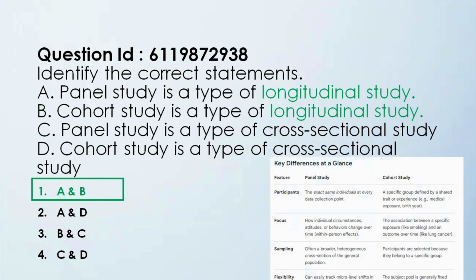The correct answer is option 1, that is statements A and B. I'm not going to explain what a panel study and cohort study is because that is beyond the scope of this video. But I want you to understand that these two study designs are both longitudinal. I have given you a short snippet here on the screen where you can see the difference between panel and cohort. But basically, they are both longitudinal studies, and hence option 1 becomes the right answer. Moving on to the next question.